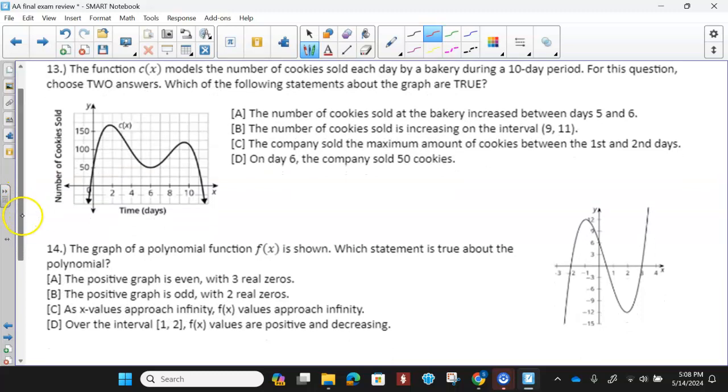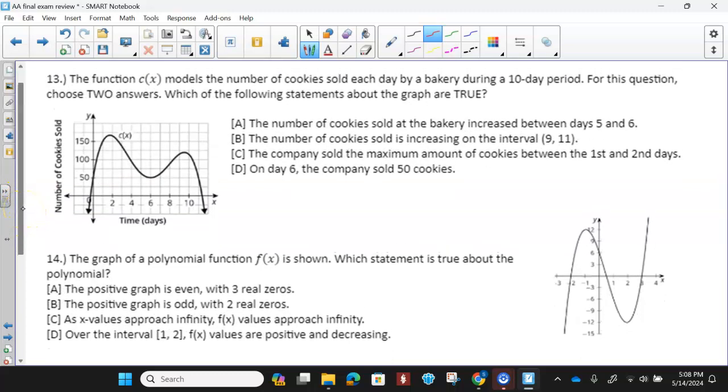So then question 13 and 14. So again, still looking at our graphs here. So now question 13, which statement is true? So the number of cookies sold at the bakery increased between 5 and 6. So here's our days, 5 and 6. Well, nope, it didn't increase, it went down, decreased. So the answer is not A.